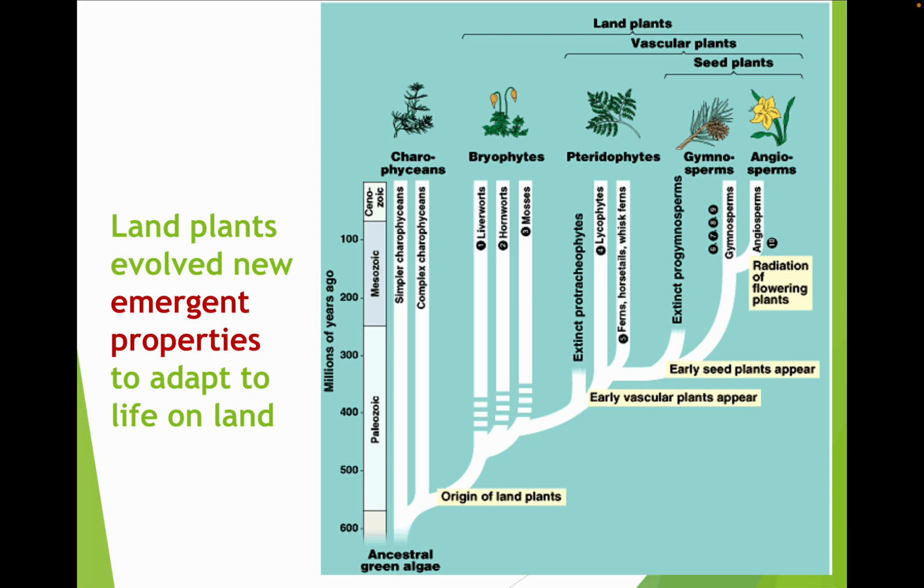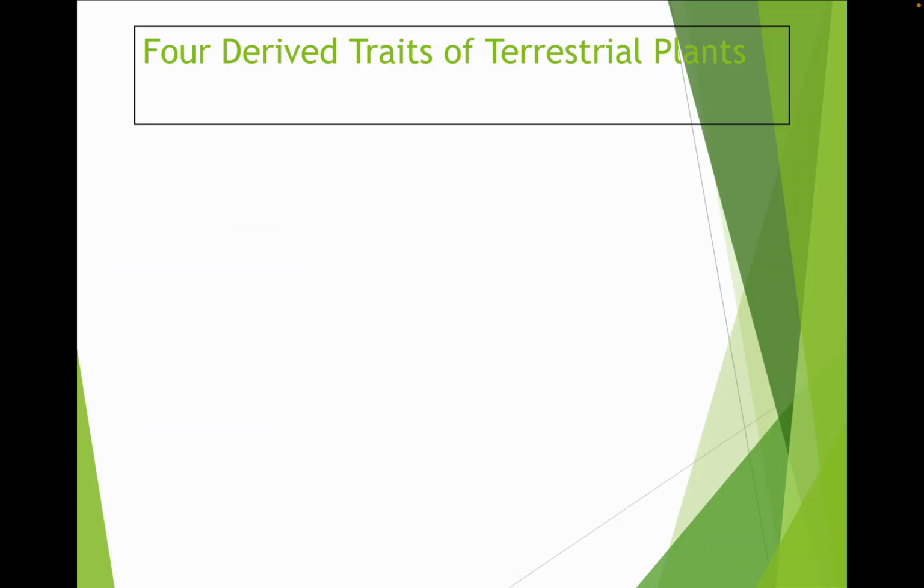So we're taking a look here at the origin of land plants. We should be really familiar with these cladograms, or we can even call them phylogenetic trees. There are four different types that we are going to be talking about. All of them are land plants. Some we call vascular, some we call seed plants, and we will discuss that. So there are four derived traits of terrestrial plants.